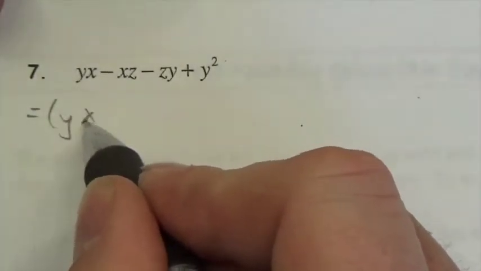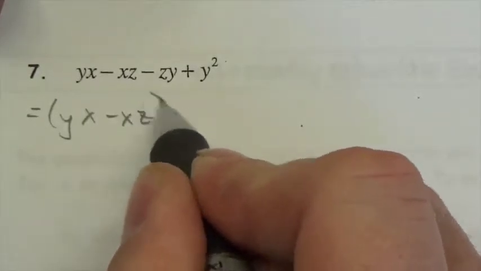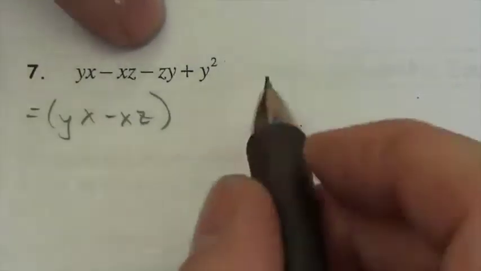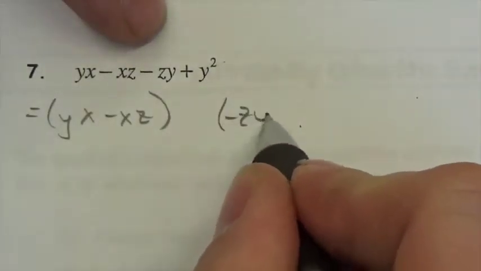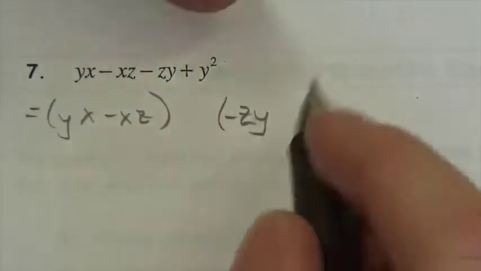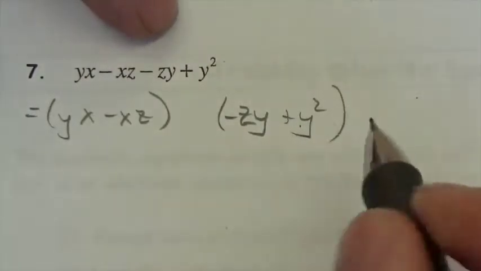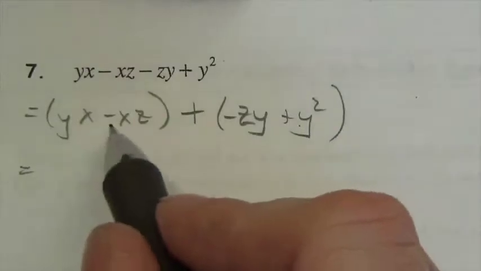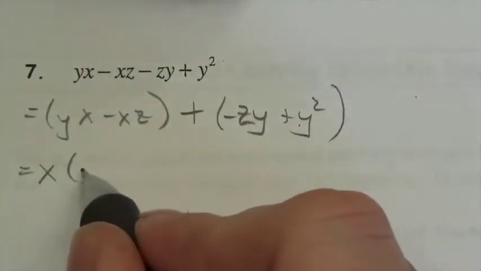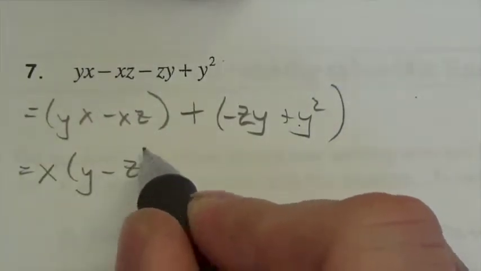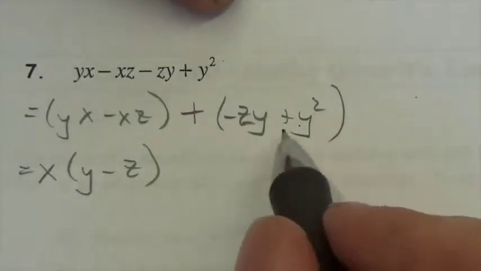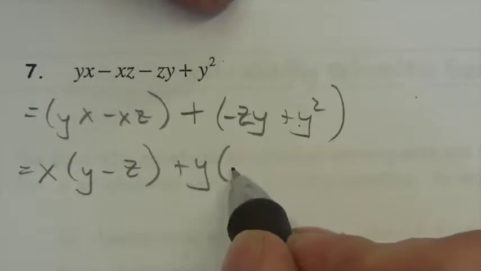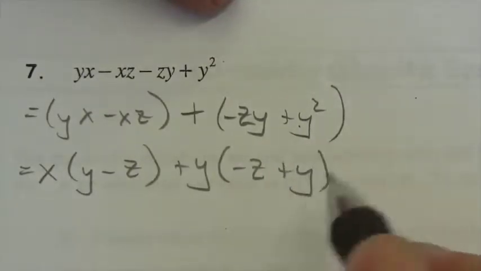So let us put parentheses around the first two terms. Remember, I'm going to take that negative that's right there and pull it together because I'm going to associate that with that third term. There's the fourth term, so I put parentheses around that whole thing, and I'll put a plus sign in between. Now, here, there's a common factor of x, which leaves me with y minus z. Over here, there's a common factor of y, so I'll take out the y. It's going to leave me with negative z plus y.